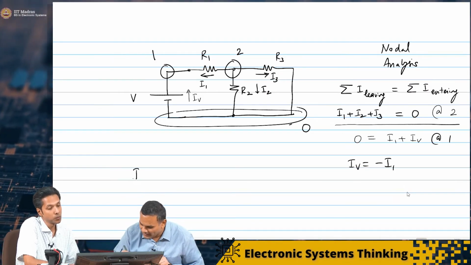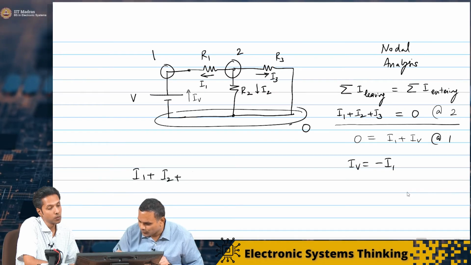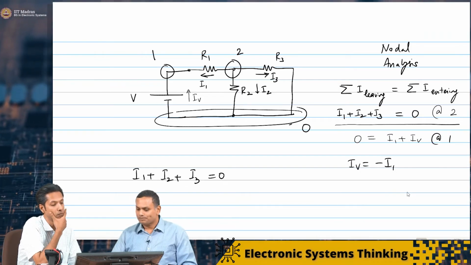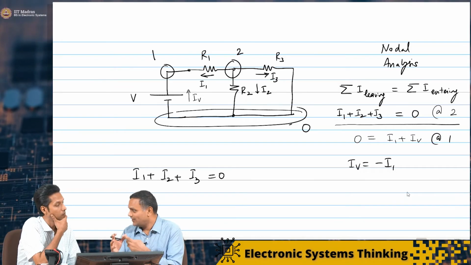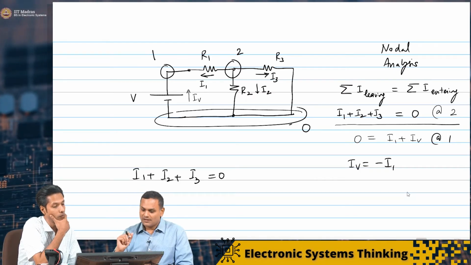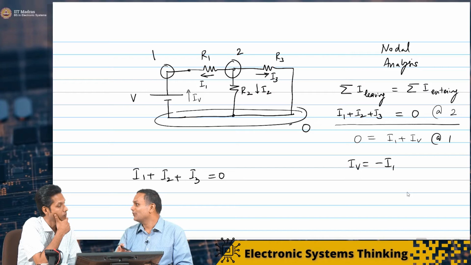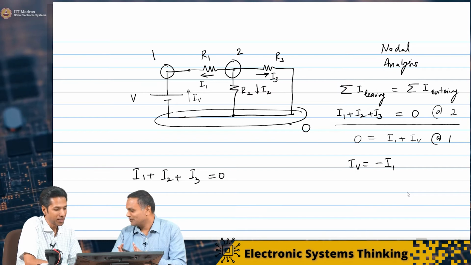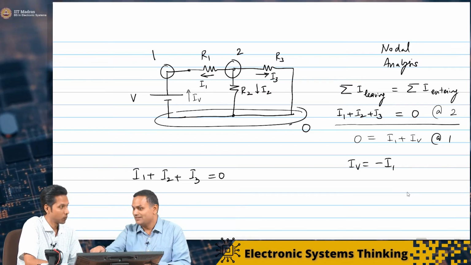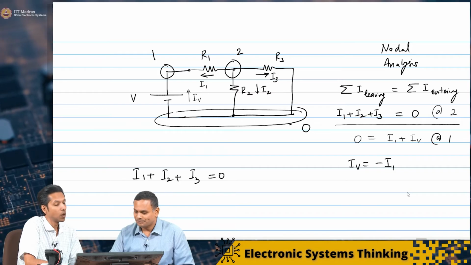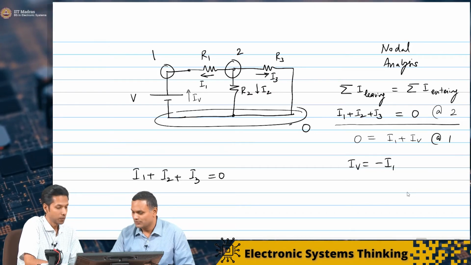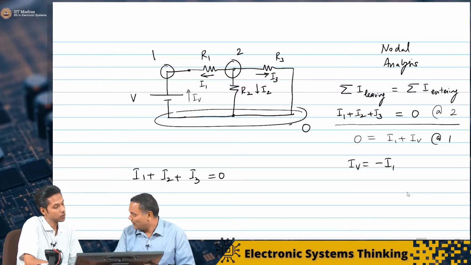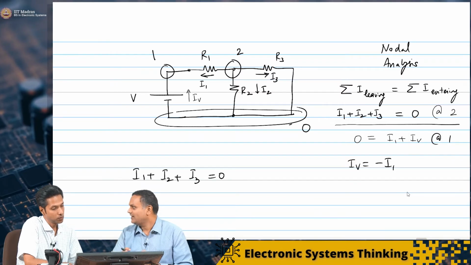I1 plus I2 plus I3 is 0, is what we wrote. Now, I don't know what I1 is, I don't know what I2 is, I don't know what I3 is. What I'm going to do is use Ohm's law. We have to use Ohm's law to solve the circuit, but we need something more, which is this: I1 plus I2 plus I3 is equal to 0. Now I can write I1 in terms of the different voltages.